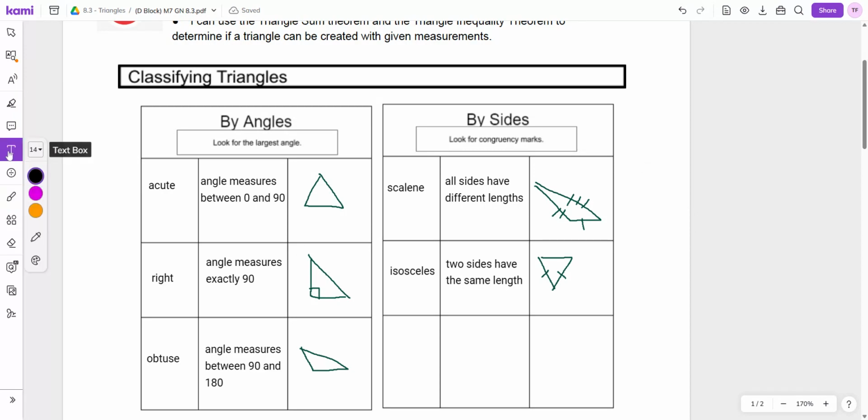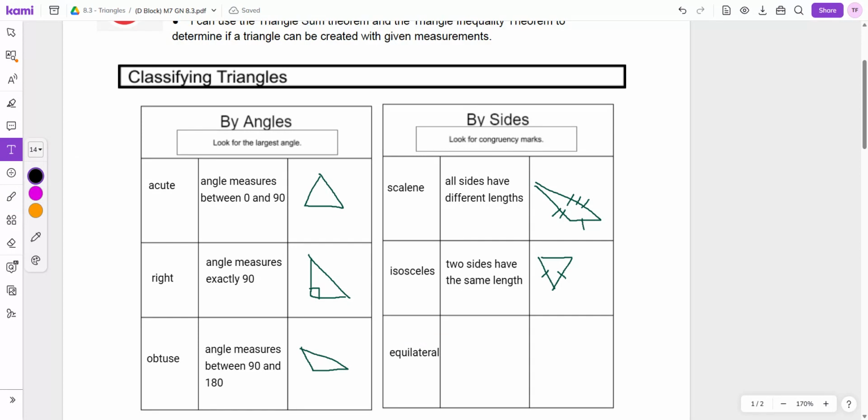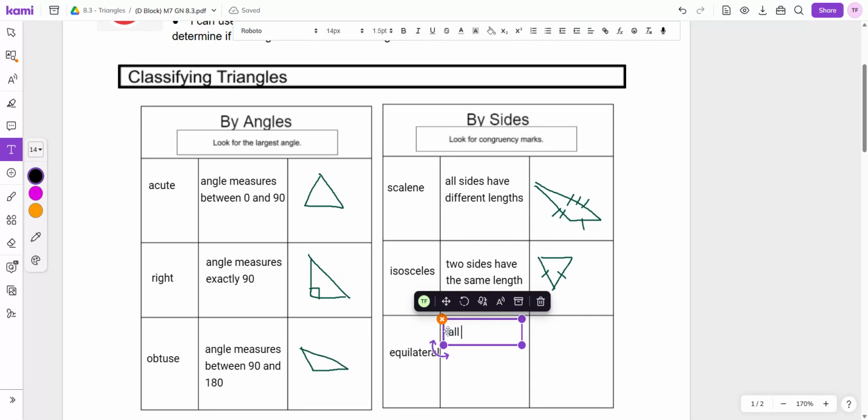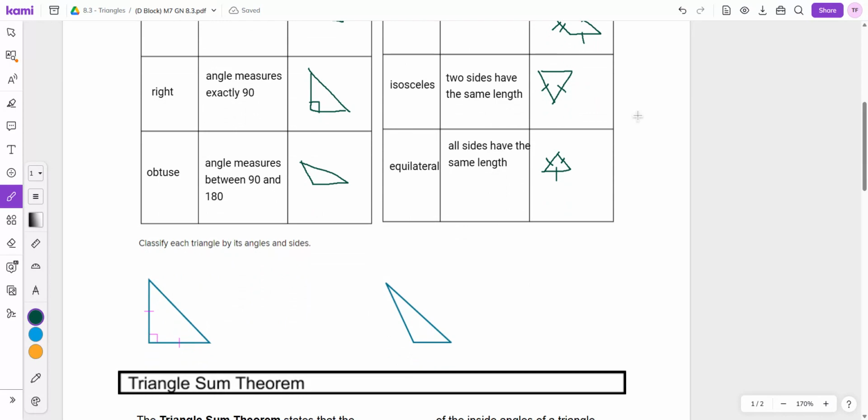All right, and then the last one is our equilateral, in which all the sides have the same length. All sides. So it's going to look like this. Okay? All right, so let's go on down to these two guys right here, and we will classify them.